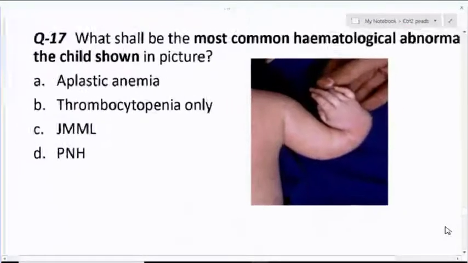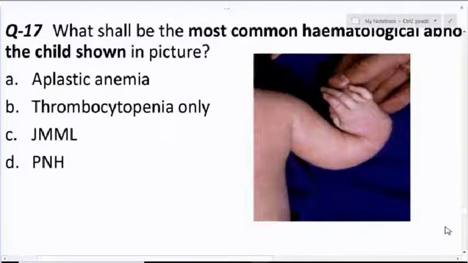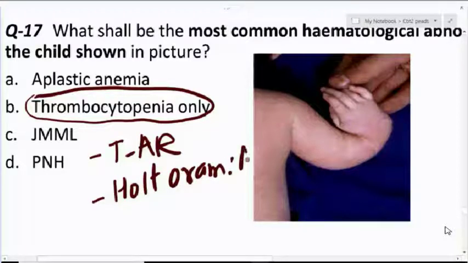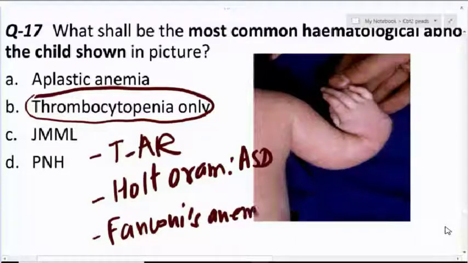This is a classic case of absent radius, and whenever you have absent radius, think about syndromes like TAR, which is thrombocytopenia with absent radius. But you should also think about syndromes like Holt-Oram, which is a familial ASD secundum. So you should also get an echocardiography in these patients. And lastly, you should also think about Fanconi's anemias, which are congenital aplastic anemias, which can also have absent radius.